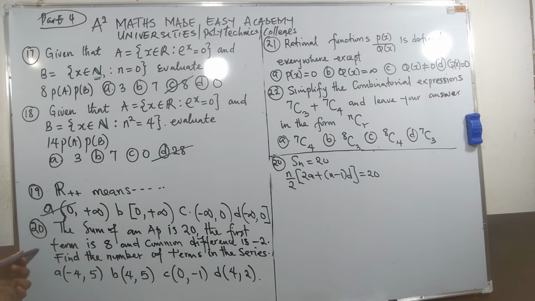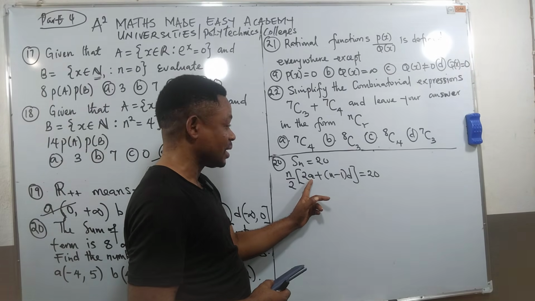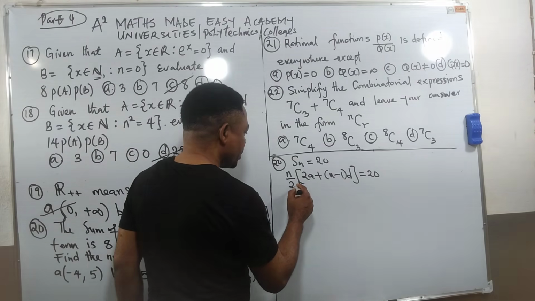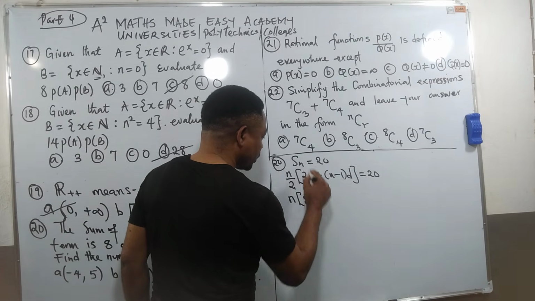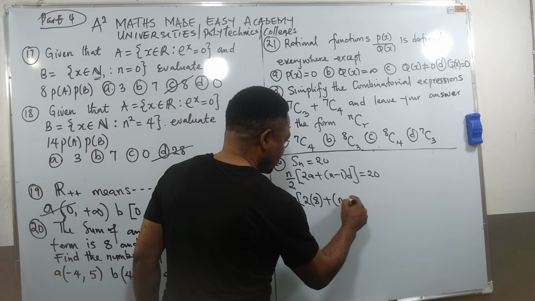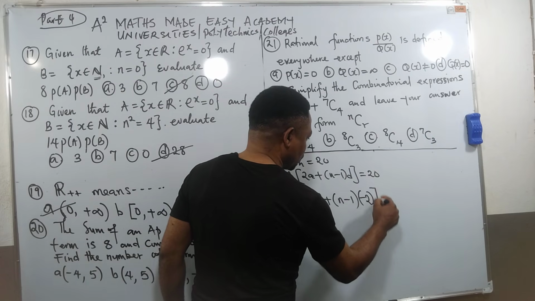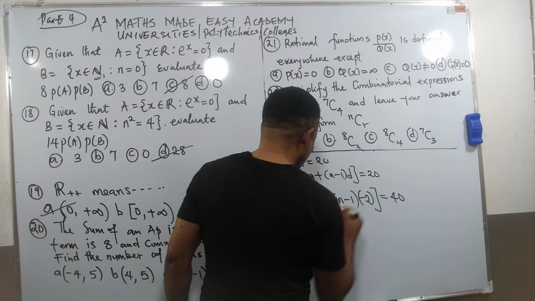Now let's progress. The question says the first term is 8 and the common difference is minus 2. So anywhere we encounter the first term, it is 8, and the common difference is minus 2. Let me cross multiply, so that I'm not left with n as a fraction. This is 2 times the first term, 8, plus open bracket n minus 1, open again, common difference minus 2, close and close again, equal to 2 times 20, which is 40.